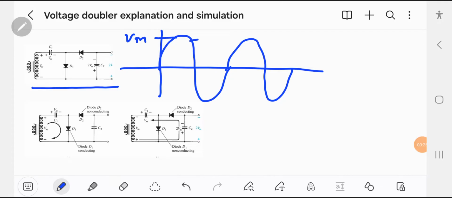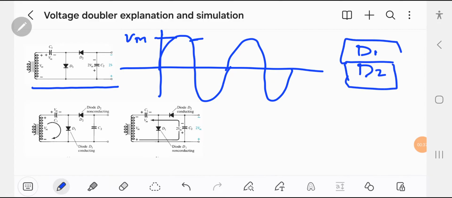So during this positive cycle, diode D1 starts conducting, and diode D2 is not conducting. So current will flow through this loop and start charging the capacitor C1 up to the peak rectified voltage Vm. So here C1 is charged to Vm. What happens when a negative pulse starts to flow through this circuit?